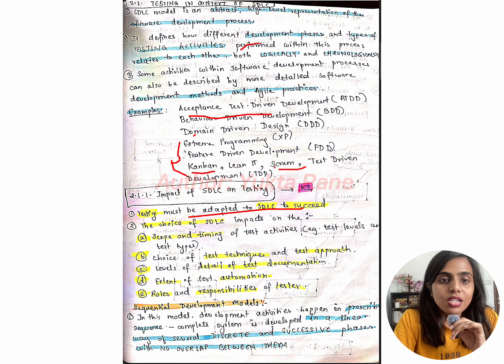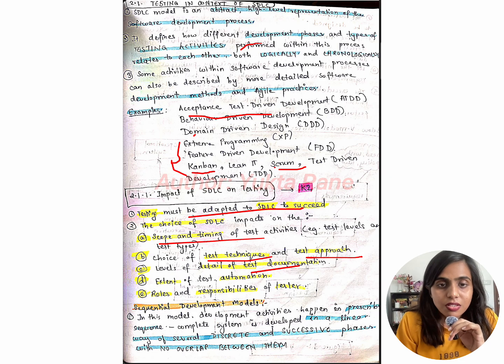So the choice of SDLC model depends on scope and timing of test activities like test levels and test types. Then it will be choice of test techniques and test approach, that we also saw. What are the test techniques, what are the test approaches, and we'll be seeing them in detail. Levels of detail of test documentation, to what extent do you want to document the test process. Extent of test automation, to what level you want to automate the coverage.